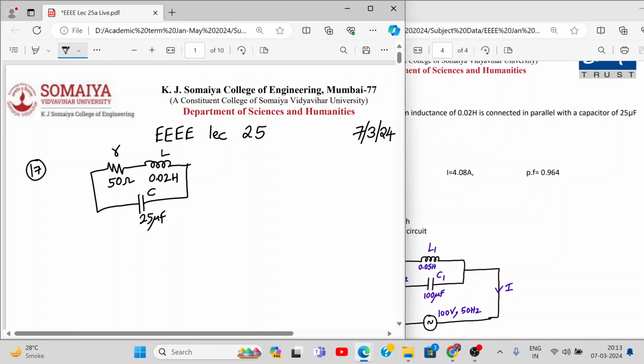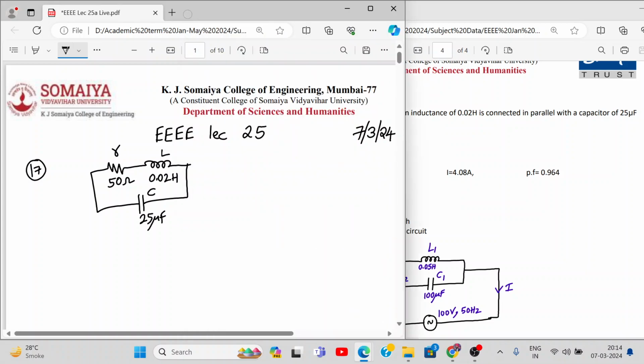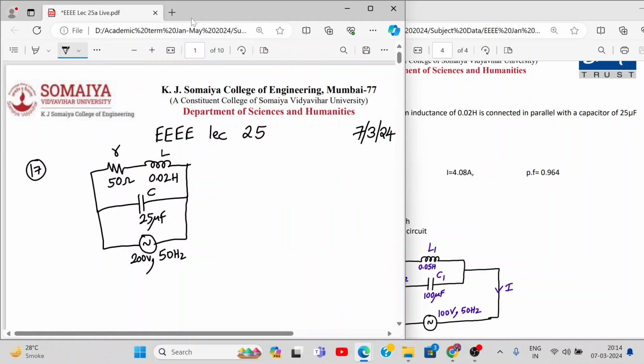So this is C, and it is connected across a 200 volt 50 hertz supply. This is 50 hertz, 200 volt RMS value. And what do we need to find? We need to find the current in the coil and the capacitor, total current drawn and power factor, and total power consumed by the circuit.